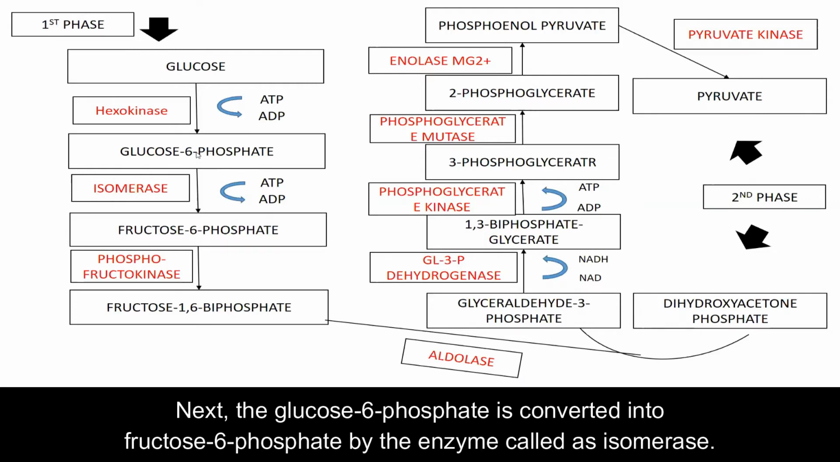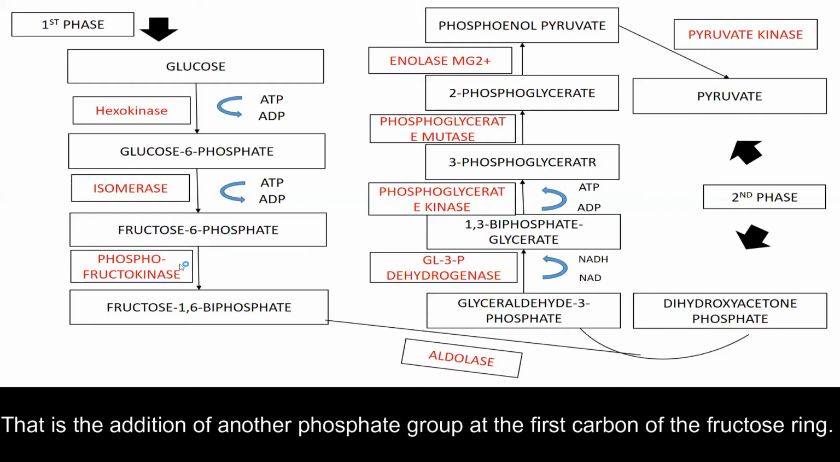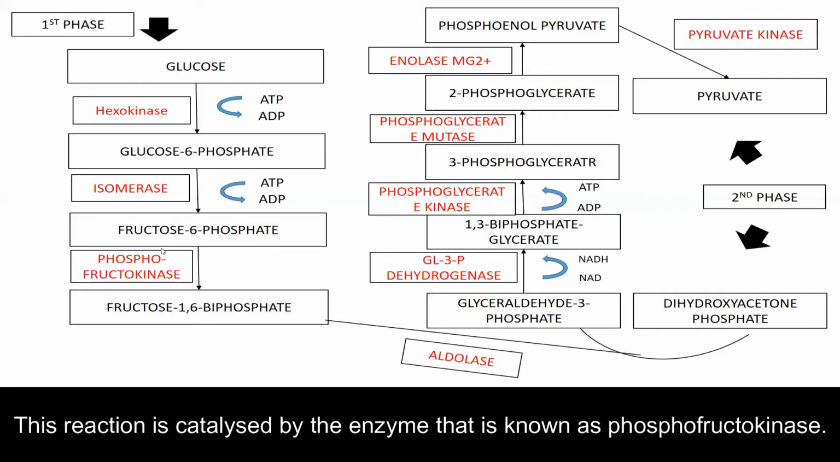Next, the glucose 6-phosphate is converted into fructose 6-phosphate by the enzyme called isomerase. This is a simple rearrangement reaction. In the next step, the fructose 6-phosphate is converted into fructose 1,6-biphosphate. That is the addition of another phosphate group at the first carbon of the fructose ring. This reaction is catalyzed by the enzyme known as phosphofructokinase.